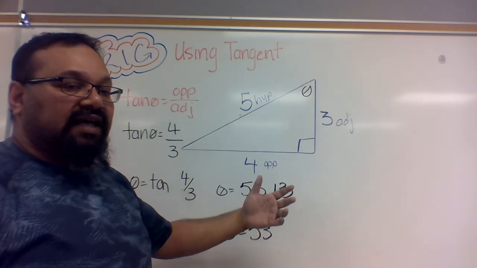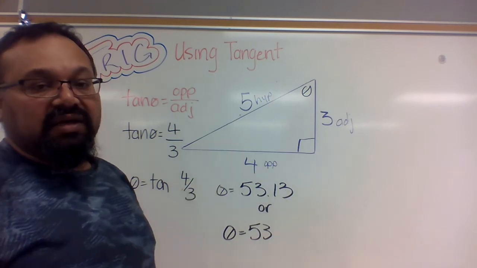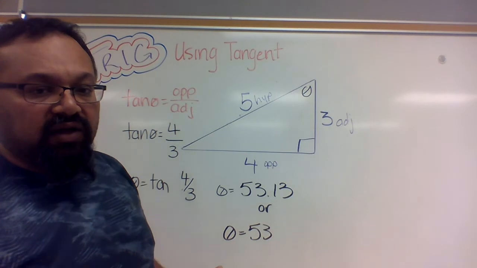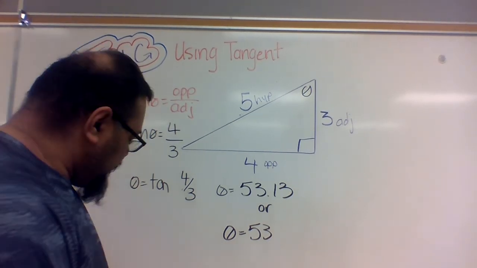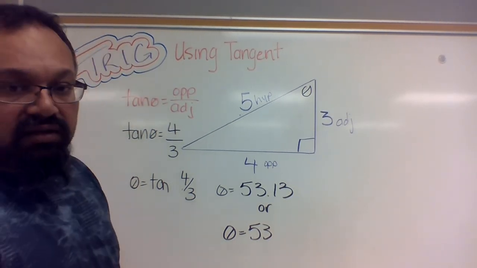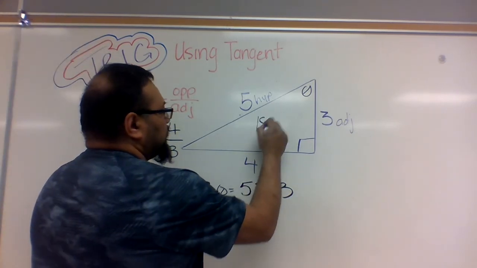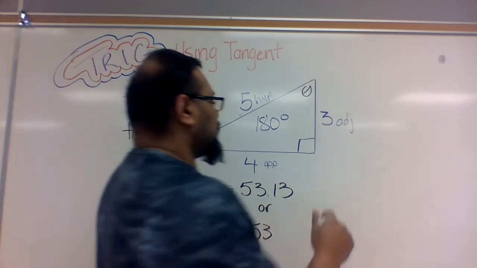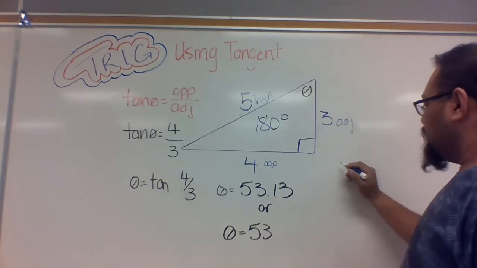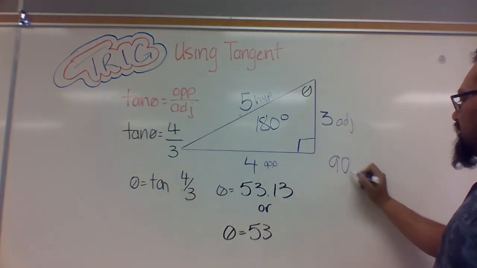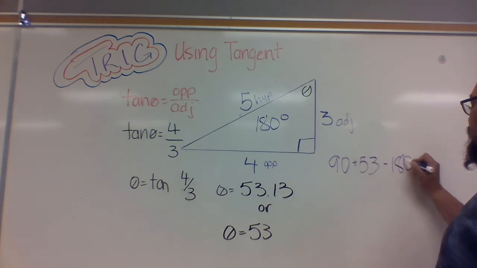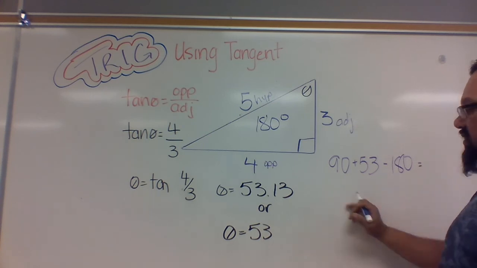The next step is how to calculate the missing angle. We know that because the interior angles of a triangle add up to 180 degrees. Now we know two angles. So if I go over here, we know one angle is 90, plus 53, minus 180 is going to give me my last one.